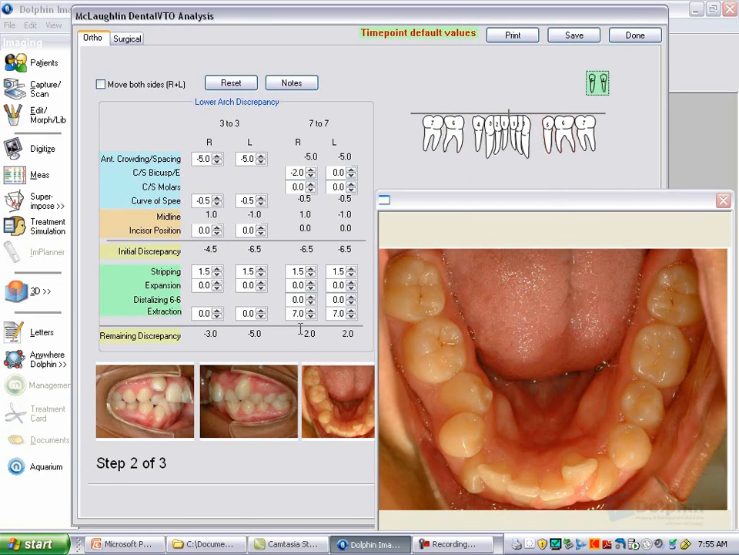And you can see that down here under extractions, the computer automatically puts in 7 millimeters of width for the bicuspid. If the bicuspid is larger or smaller than that, we can individualize. For example, if the right side is an 8 millimeter bicuspid, we would record 8 millimeters, but the computer automatically goes to a 7 millimeter for us.